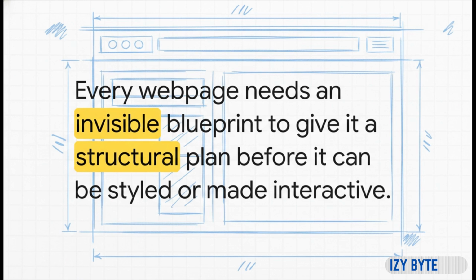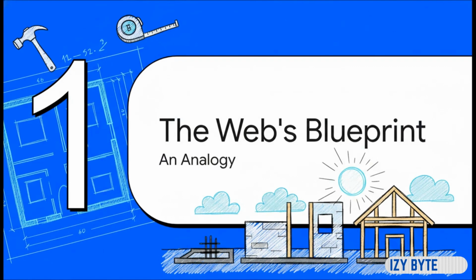Think about it like building a house. You need a structural plan before you can even think about painting the walls or picking out furniture. Every single web page needs that exact same kind of plan before it can be styled or made interactive. Let's really lean into that analogy. So you're building a house. Long before you're thinking about paint colors or what kind of couch you want, you need that blueprint. That's what defines the essential structure, right? Where the walls go, where the doors are, how the rooms are all laid out. It is the absolute first, most critical step.